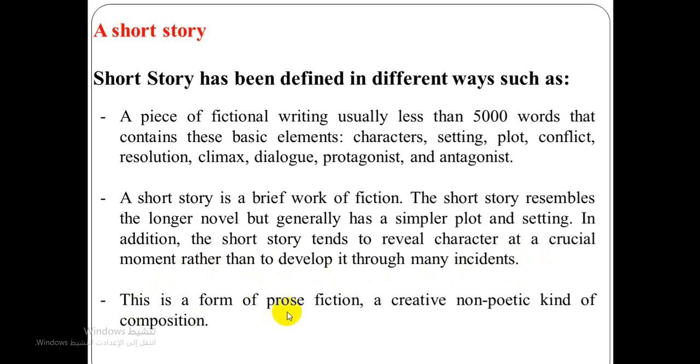This is a form of prose fiction, a creative, non-poetic kind of composition. A short story is a fictional work of prose that is shorter in length than a novel. The format of a short story is often narrative and tends to be more pointed than longer works of fiction such as the novella in the 20th and 21st century.